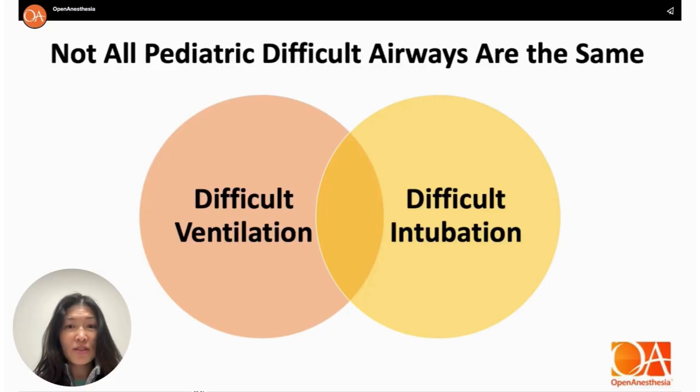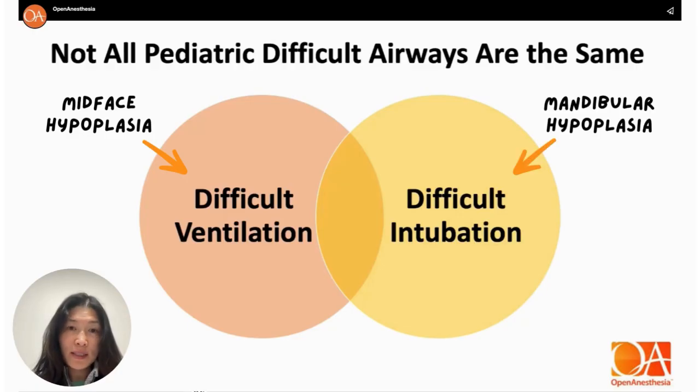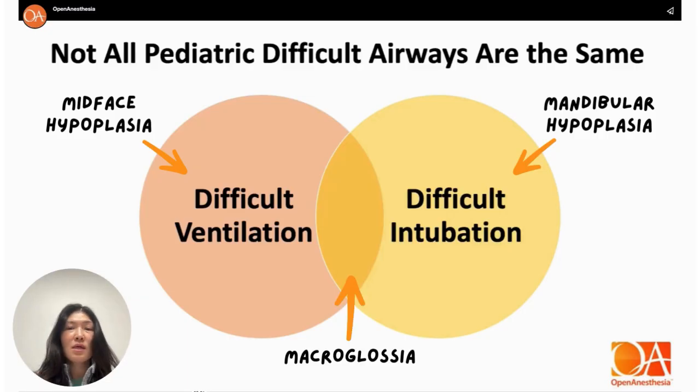Not all pediatric difficult airways are the same. For example, midface hypoplasia is associated with difficult ventilation, while mandibular hypoplasia is associated with difficult intubation, and macroglossia is associated with both difficult ventilation and difficult intubation.